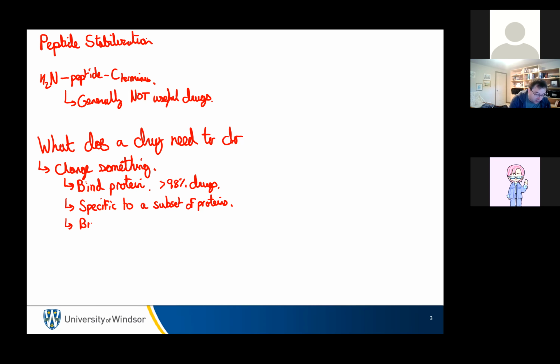Bind in a way that affects the protein. Because you can bind to a protein without actually doing anything to the protein, in which case you have a binder, but it's not a drug. Could be a probe, maybe, but it's not a drug.